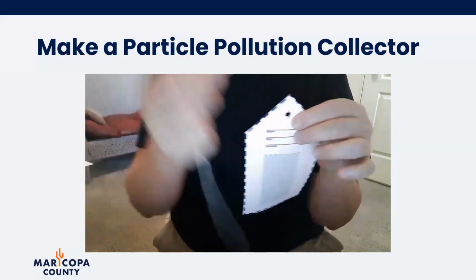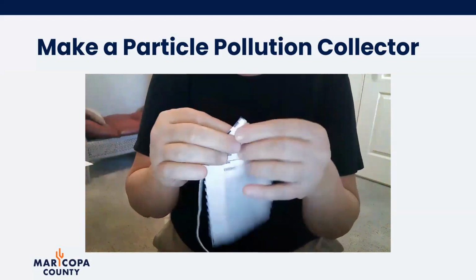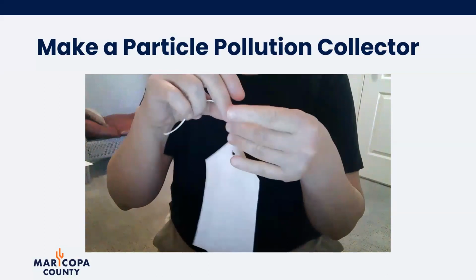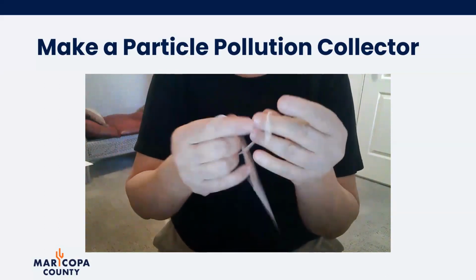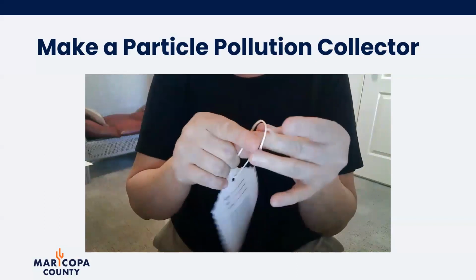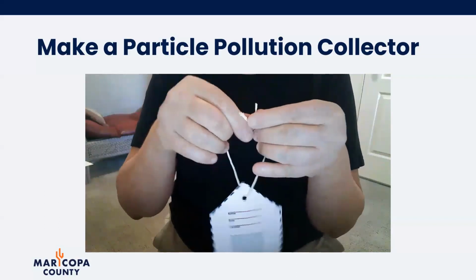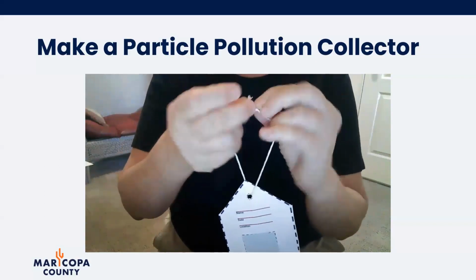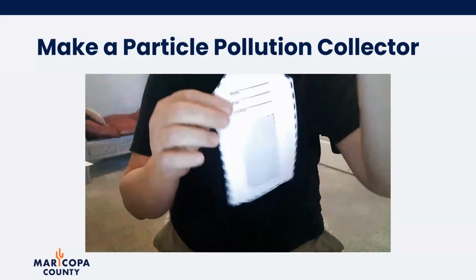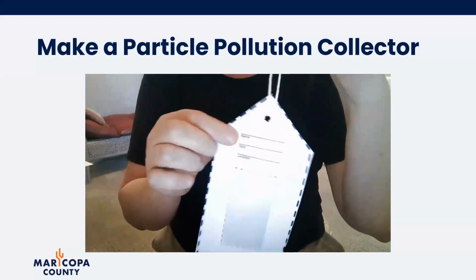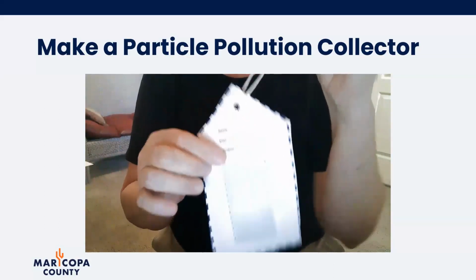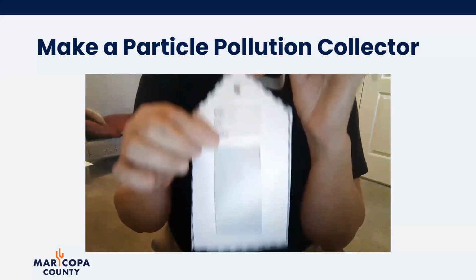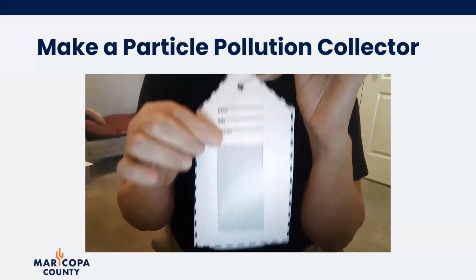Finally, take that string and you want to thread it through the hole at the top, like so, and then tie the 2 ends together. You get that even. Tie the 2 ends together in a knot, and this will form a hanging loop so that you can hang it up. Make sure to write your name, the date, and then the location where you plan to hang up your particle pollution collector. So have fun exploring particle pollution in your neighborhood.